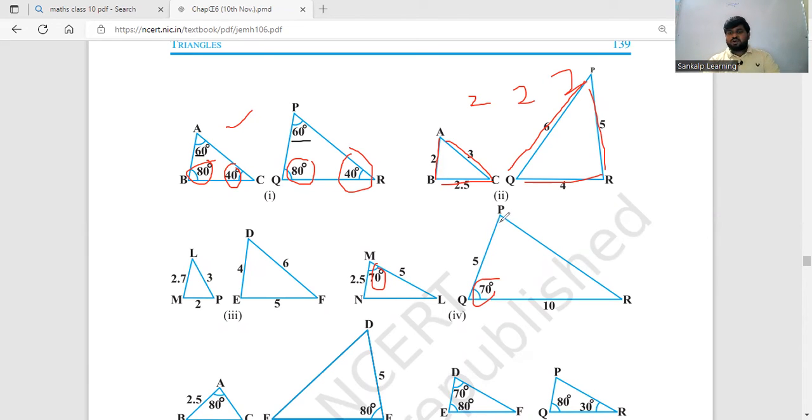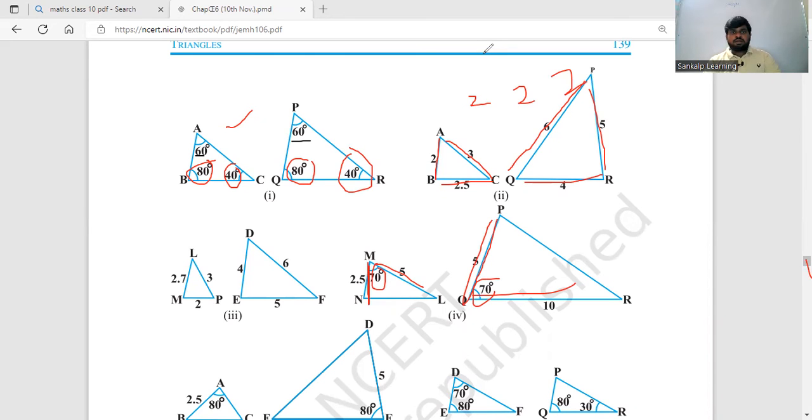Let me take the ratio of this 5 divided by 2.5. 5 divided by 2.5 is 2. Similarly, 10 divided by 5 is 2. So therefore, the ratios are equal and the angles are equal. Using SAS criteria, we can tell that the triangles are similar.